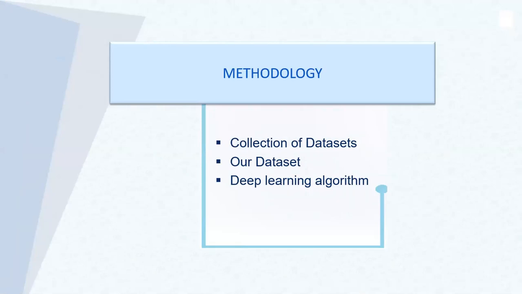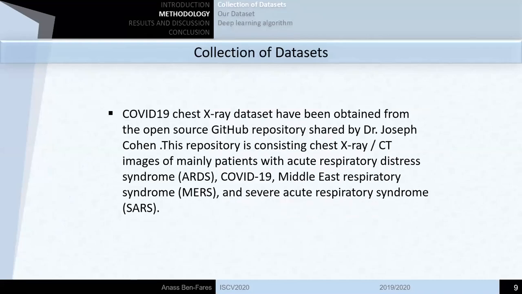So, our methodology is made up of the collection of the dataset and the deep learning algorithm. For the collection of datasets, we set up a dataset composed of three classes of chest X-ray images. The first class is made up of patients declared positive for COVID-19 that we collected from the COVID-19 X-ray dataset collected by Dr. Joseph Cohen from the University of Canada, containing images of lungs with different diseases causing pneumonia, such as acute respiratory distress syndrome, ARDS, COVID-19, Middle East respiratory syndrome, MERS, and severe acute respiratory syndrome, SARS.